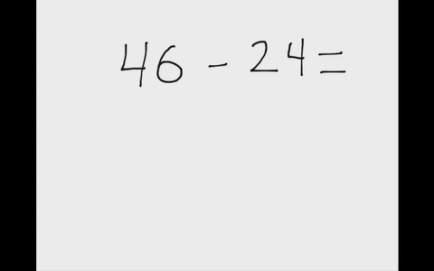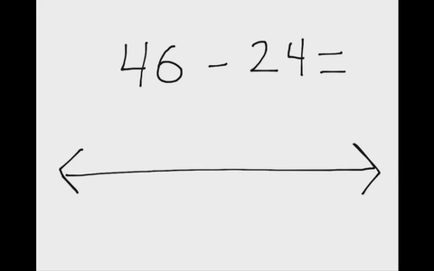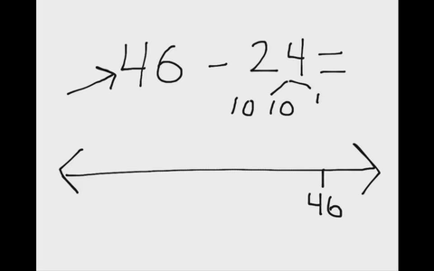So let's take 46 minus 24. What you would do is you would draw an open number line, and again you would start with the biggest number. But this time you want to go backwards because you're subtracting. So you're going to start with 46 and then you're going to decompose 24. And you can do this by doing 10, 10, and 4, or even 20 and 4. Let's start with 10, 10, and 4.